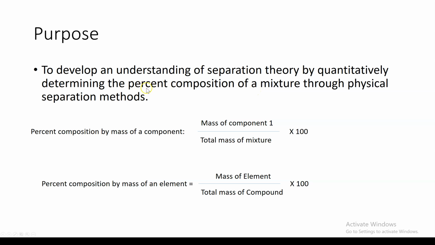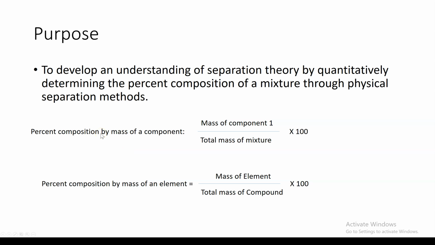Now, the term percent composition is something that we have learned from lecture already. We have learned that a compound consists of different types of elements, and we can determine the percent composition of an individual element by taking the mass of that element divided by the total mass of the entire compound, multiplied by 100. This gives us the percent composition by mass of an element in a compound.